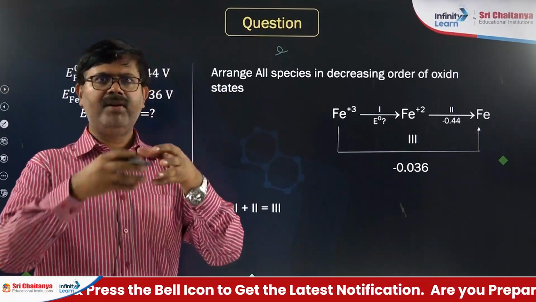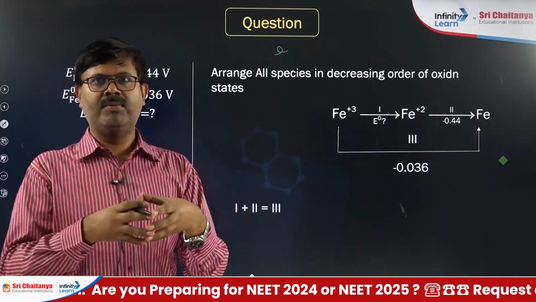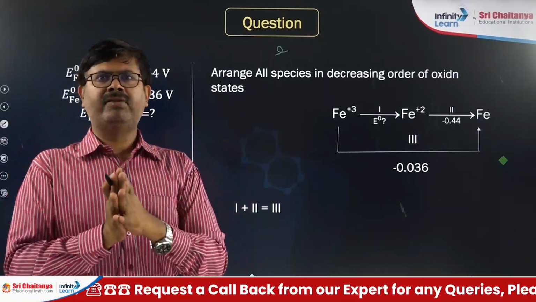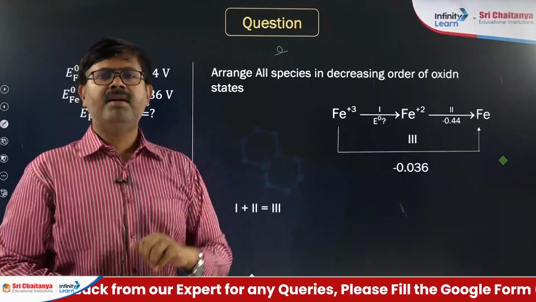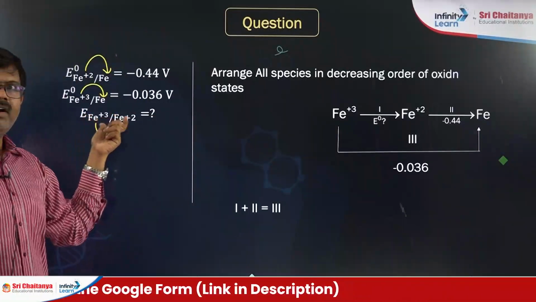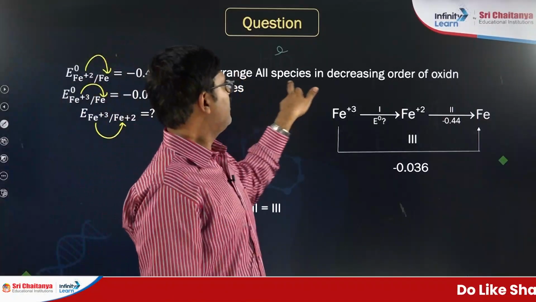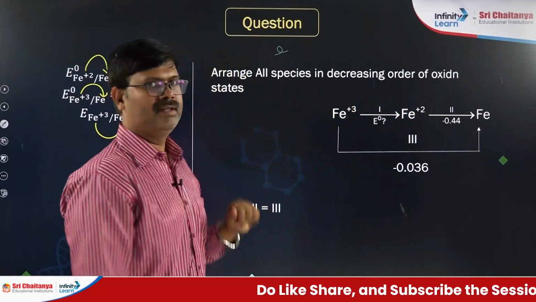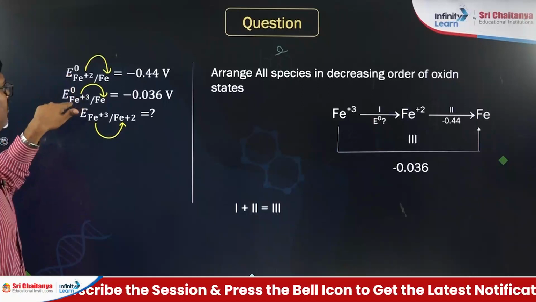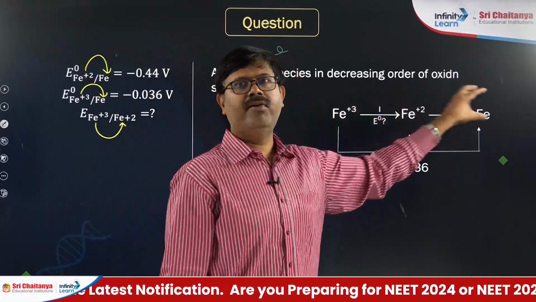So remember, when you are dealing with a complete galvanic cell, which involves oxidation and reduction both, then E naught of the cell is just reduction potential of cathode minus reduction potential of anode, simple. But if we are calculating E naught of a half cell, which involves some electrons, then follow this method. First, arrange all species in decreasing order of oxidation states. The given data is Fe+3, Fe+2 and neutral Fe. These three species are there.